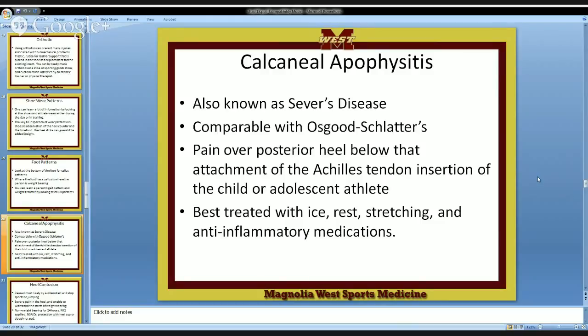So rest, ice, stretching, anti-inflammatories are how you're going to treat that. Obviously, if this kid's playing football, how many junior high football coaches are going to say, "Oh, that's okay, you can go ahead and rest"? No. So the others are going to help. If they can rest, obviously that would help them get back to the football field sooner.